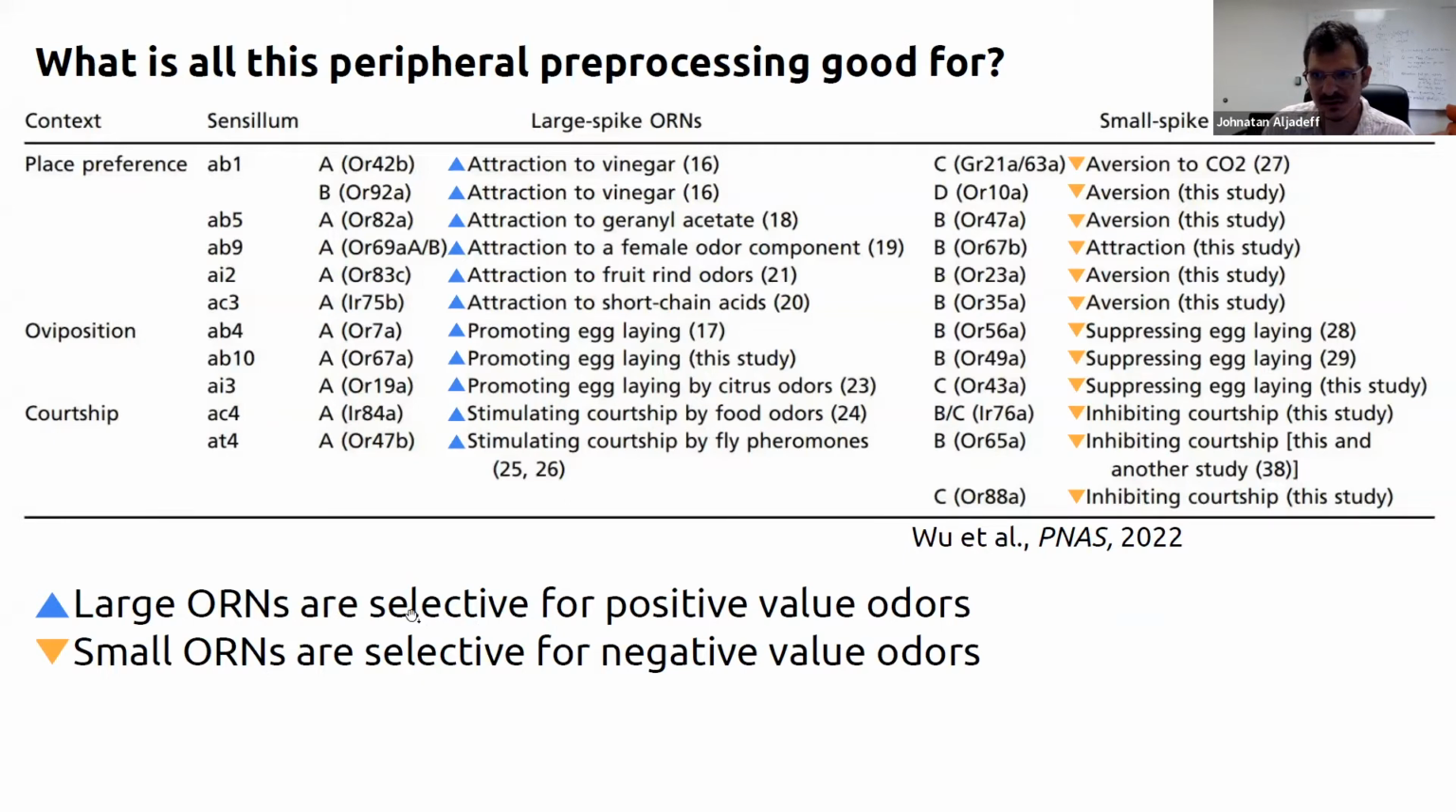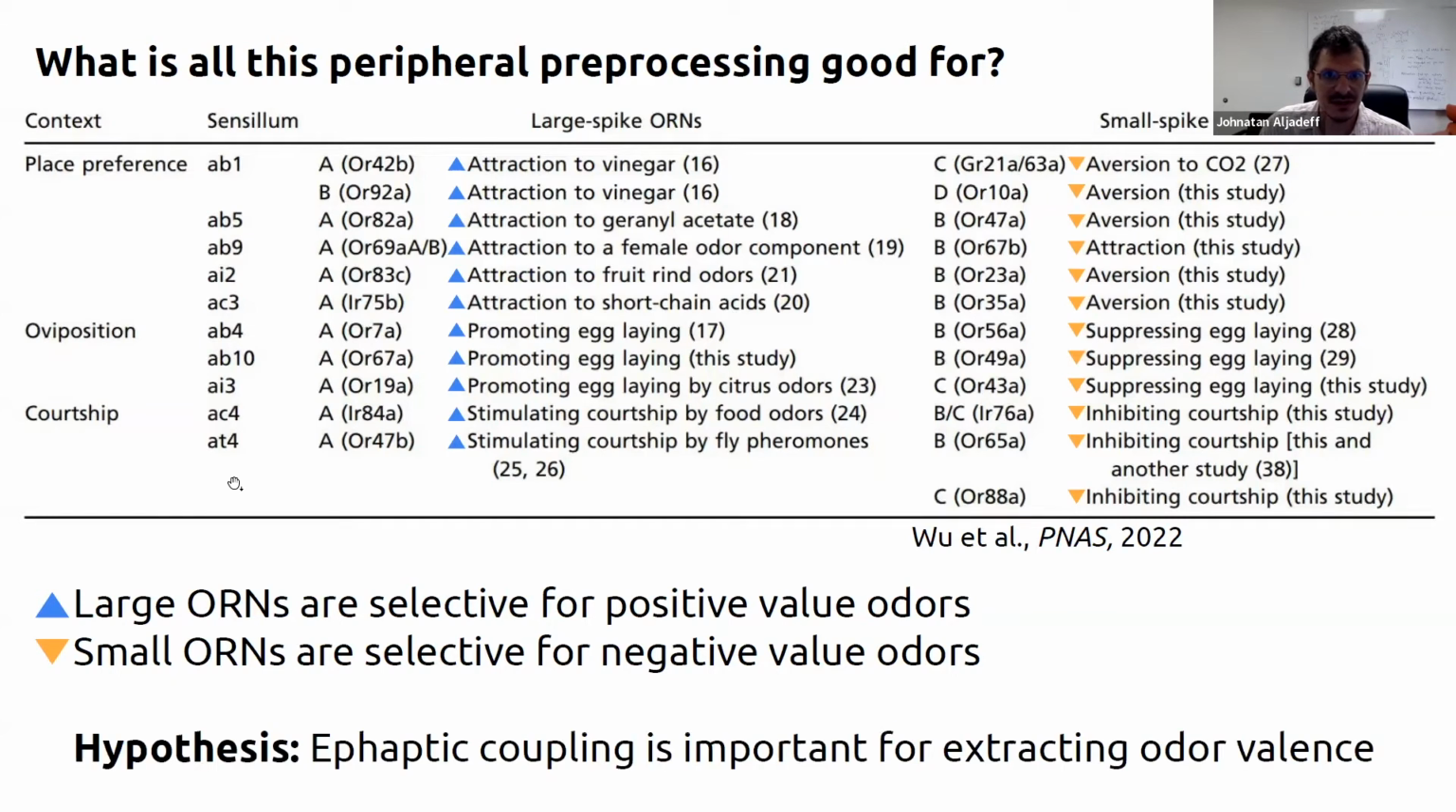negative value odors. So, for example, in the AB4 sensillum in female flies, the A neuron promotes egg laying in females, and the paired neuron B suppresses egg laying in females, and a similar thing happens with courtship behavior in male flies. So a hypothesis that comes out of this work is that ephaptic coupling between ORNs is important for extracting odor valence. And this is the hypothesis that we're going to try to test using a model and additional data analysis.